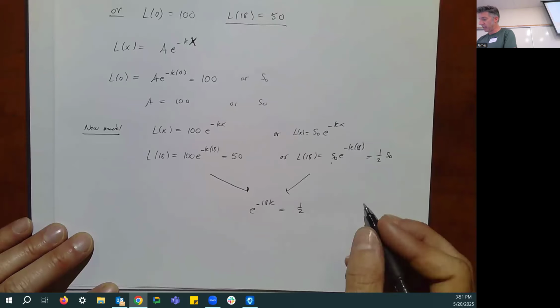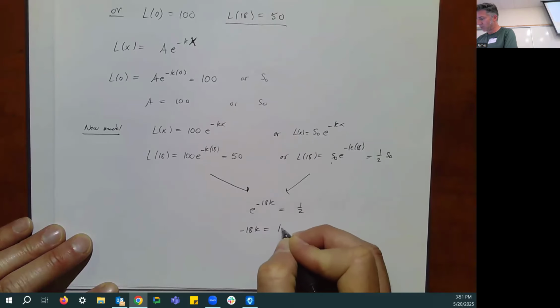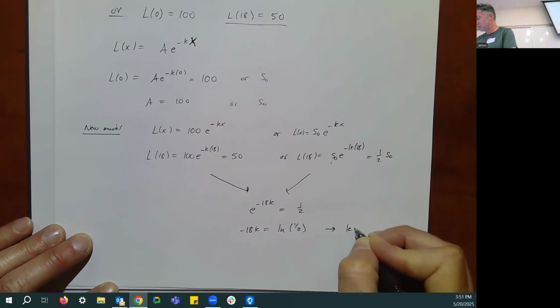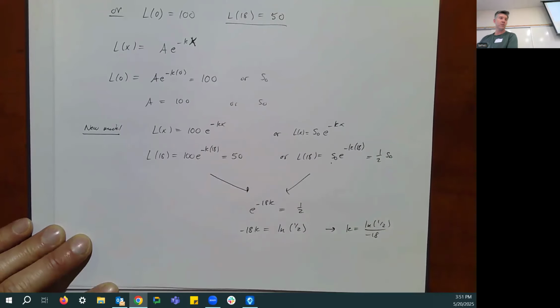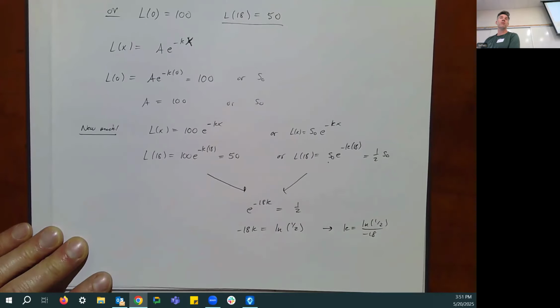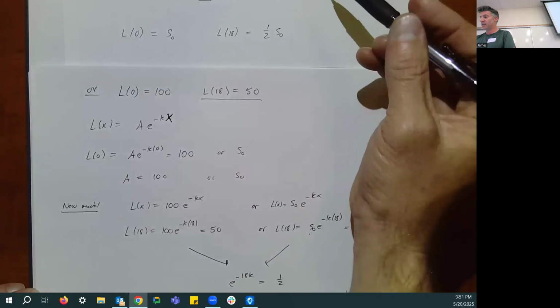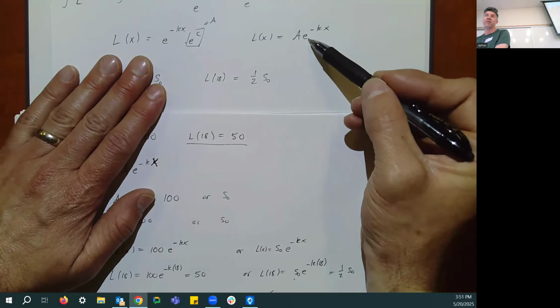And so we end up getting that negative 18k equals the natural log of 1/2, and k is equal to the natural log of 1/2 over negative 18, which is a positive number. Natural log of 1/2 is a negative number, and a negative over a negative is a positive. So we still do get a negative number multiplied by x in our model because it's a negative k, and k is positive.